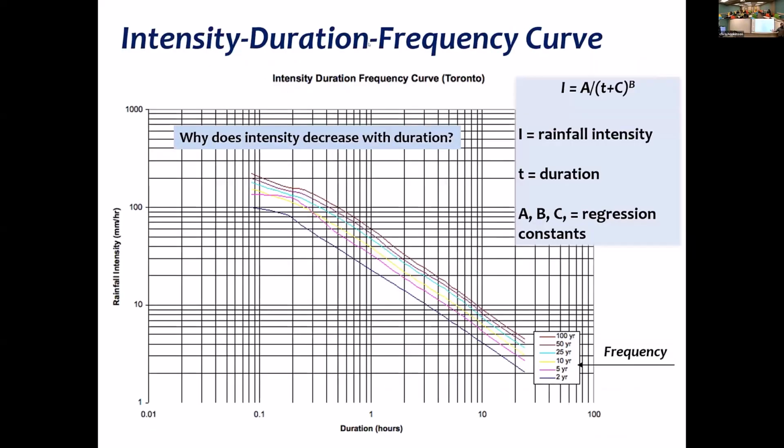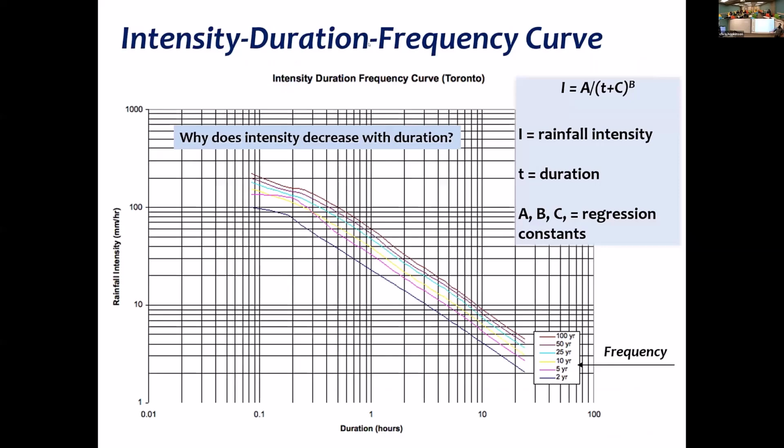What we have on the x-axis is duration, so this is time. What we have on the y-axis is rainfall intensity, or well, intensity kind of speaks for itself: the amount of rainfall in a unit of time. And then we've got these different plots.